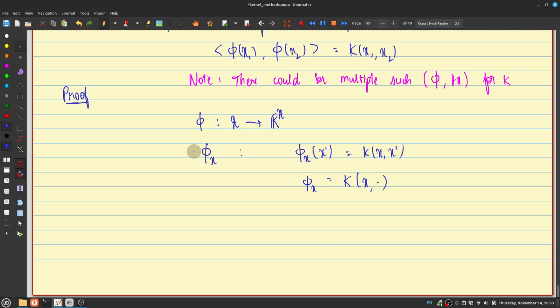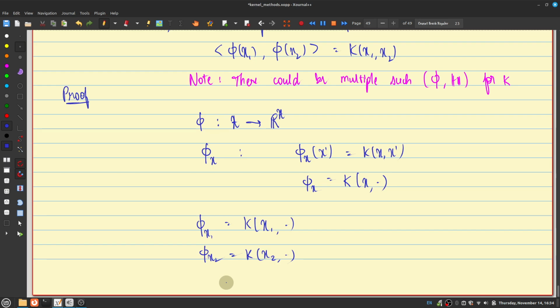Correct. Yes. No, k is fixed, right? We're fixing the kernel. So let's see. phi x1 would be k of x1 comma, so the second variable is free, right? phi x2 would be k of x2 comma the second variable free, right?